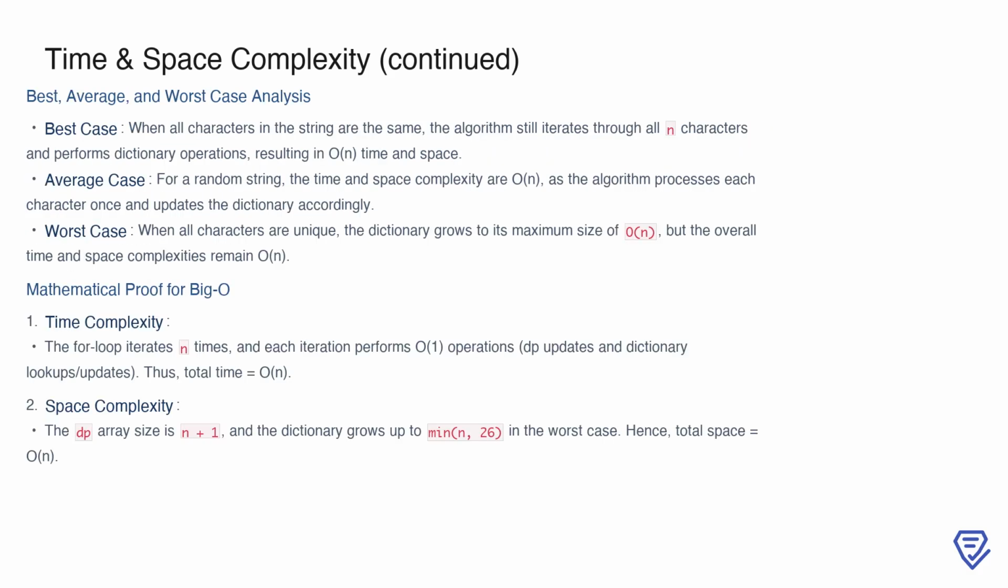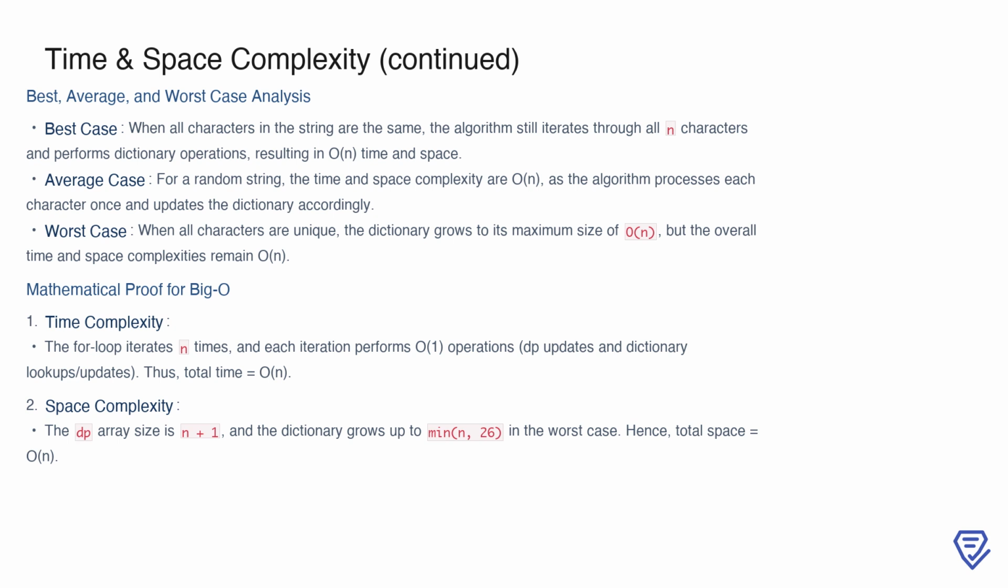Now let's consider the best, average, and worst-case scenarios for this algorithm. In the best case, where all characters in the string are the same, the algorithm still iterates through all n characters and performs dictionary operations, resulting in O(n) time and space complexity. In the average case, for a random string, the algorithm processes each character once and updates the dictionary accordingly, again leading to O(n) time and space complexity. In the worst case, when all characters are unique, the dictionary grows to its maximum size of n. However, even in this scenario, the time and space complexities remain O(n).